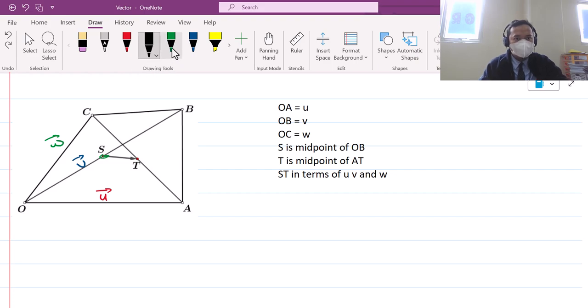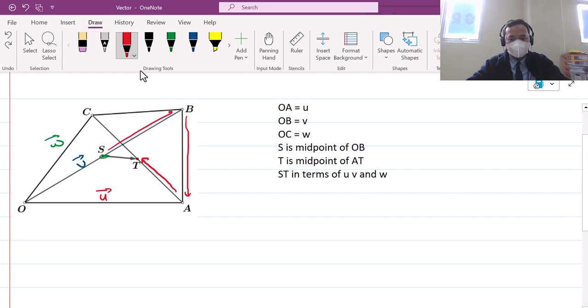Now if we want to see the path that is shortest, I think it's this one, from S to B, and then B to A, and then A to T. See, I begin from S, and I end up with T. Now let's use that path to write down ST. So ST equals SB, from S to B, and then plus BA, and then plus AT.